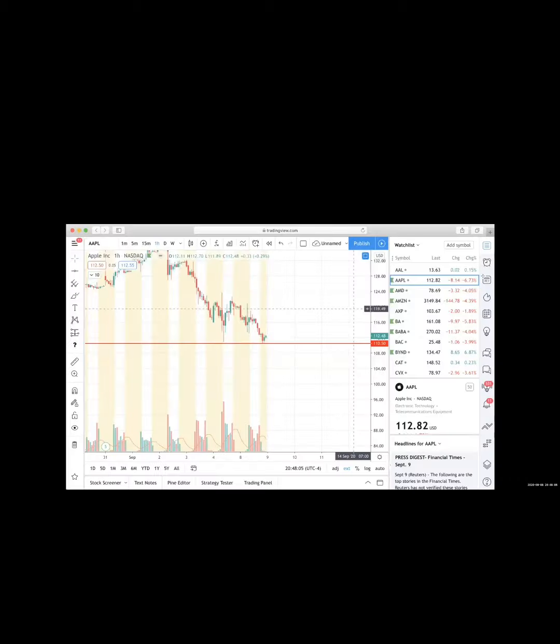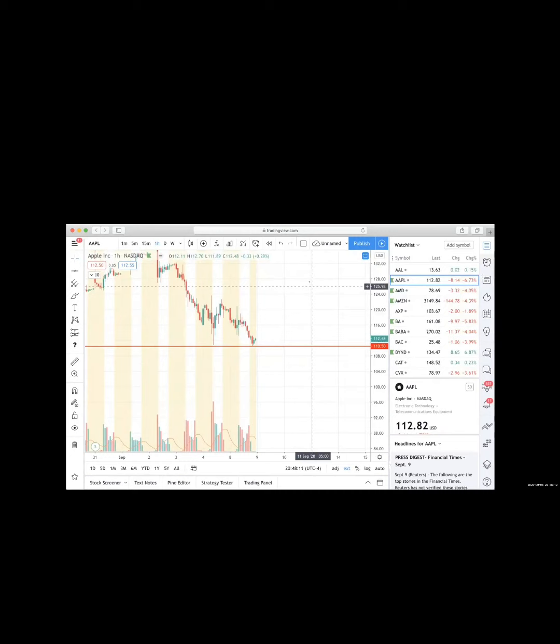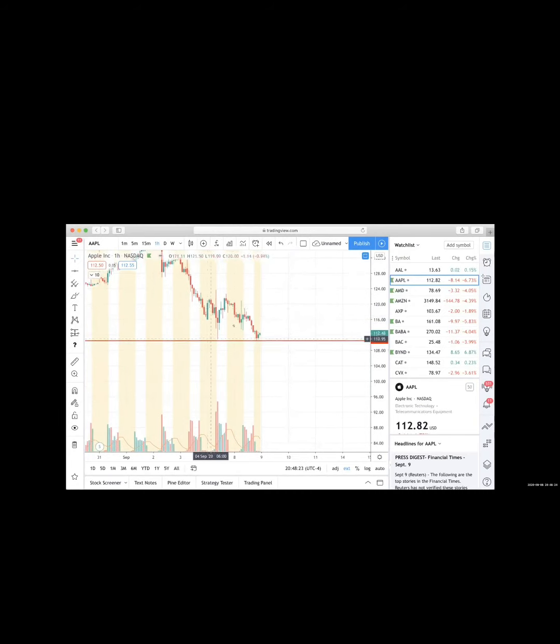So I'm switching over to my TradingView. I want to see if you guys can see my TradingView, yeah? Okay, perfect. So you can see I'm on the Apple chart. I already have the red line marked of the level that I'm looking at. This is the 1 hour.